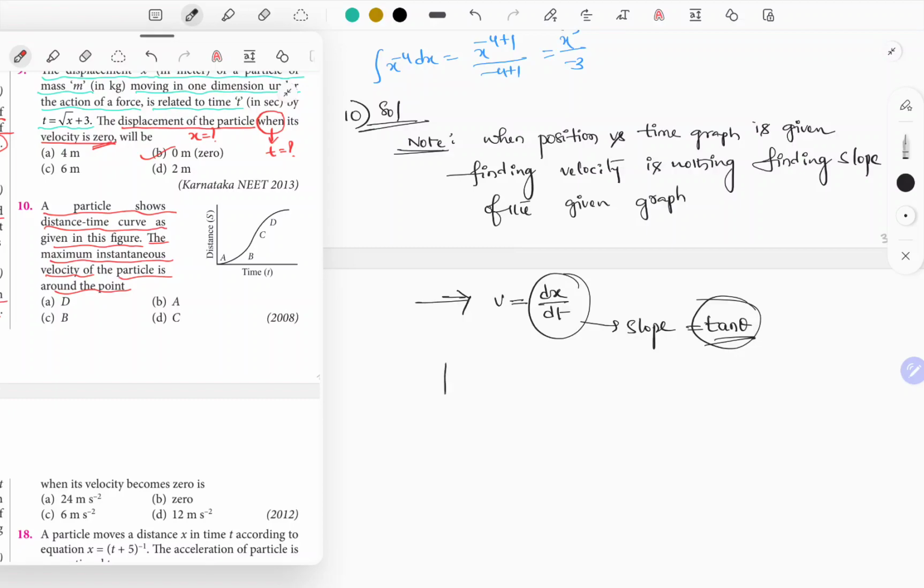Look at this graph. Are they asking velocity or maximum velocity? Maximum instantaneous velocity. At a particular instant of time, we need that velocity. So this is the graph they have given. Position B, position C, position D. Let's say this is A. The meaning of slope is tan theta. That means we have to check at which position the slope is going to be more. Let me draw a tangent.